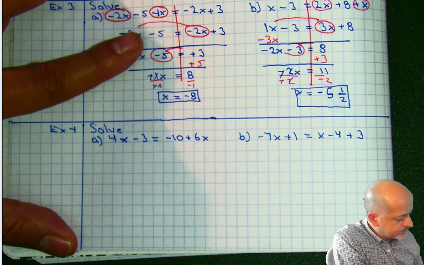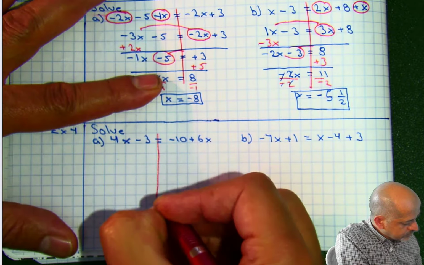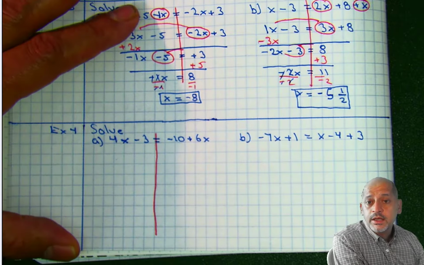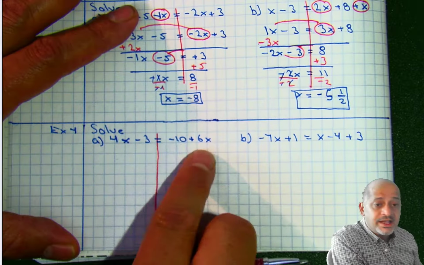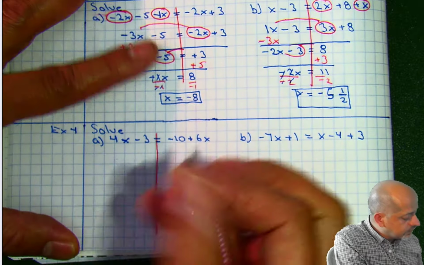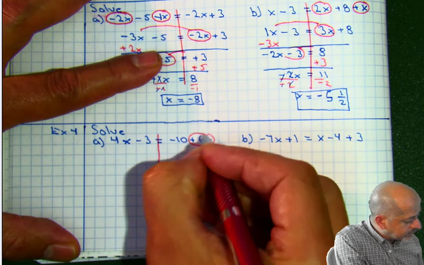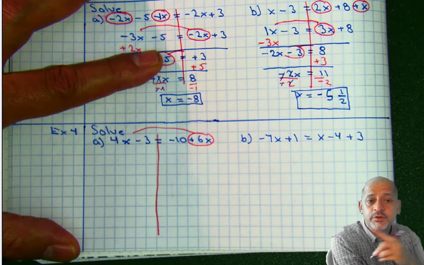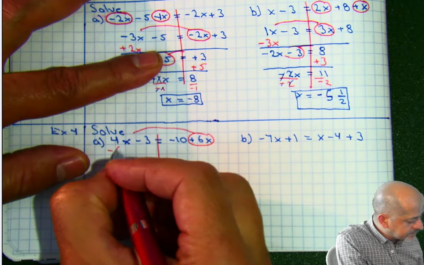Got it? Excellent. So at this point you should have solved it. First I'm going to draw the line. And now I notice that I have x's on both sides. I have x's on the left, but also x's on the right. So therefore I'm going to move my x's to the left. That's a positive 6x. When I move it to the left, you can say negative 6x.